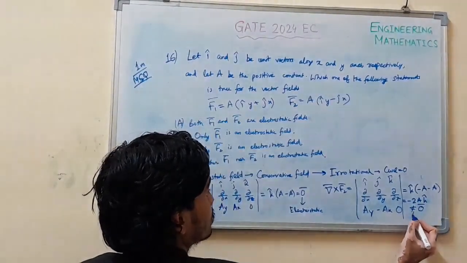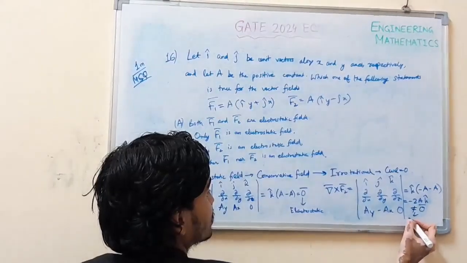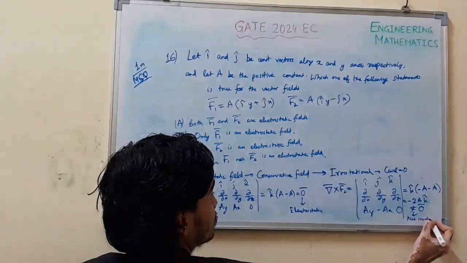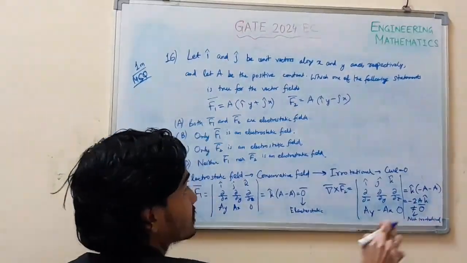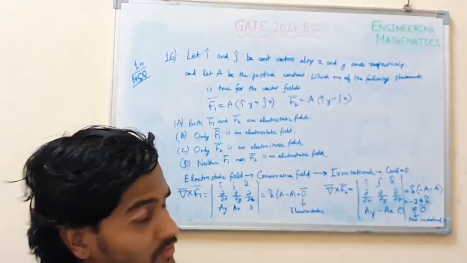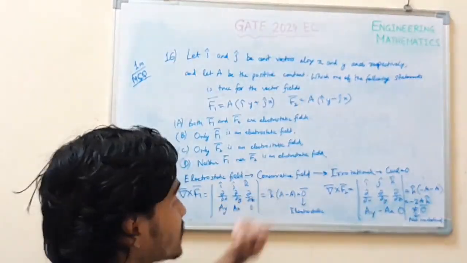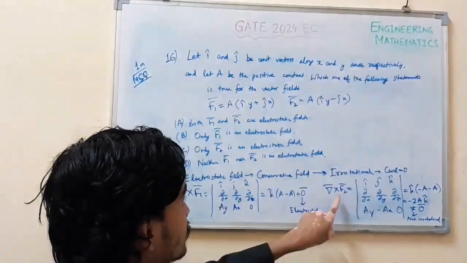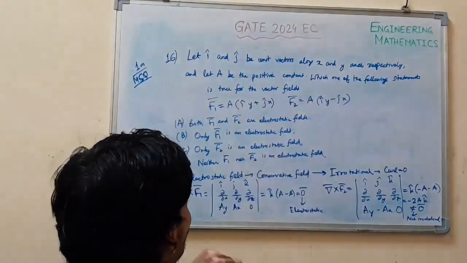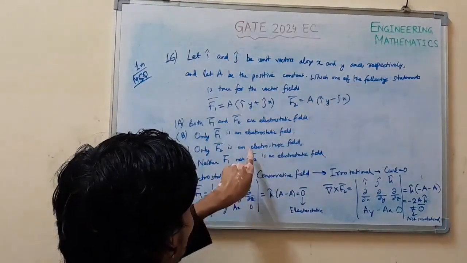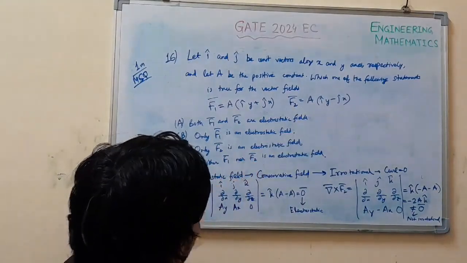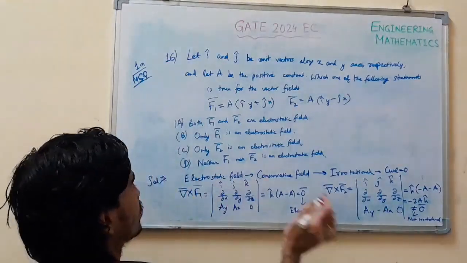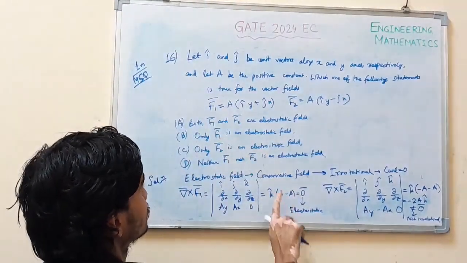So this is not irrotational. As it is not irrotational, it is not conservative, and as we know an electrostatic field is a conservative field, so it cannot represent an electrostatic field, vector F2. So F2 cannot represent an electrostatic field, while F1 represents an electrostatic field.